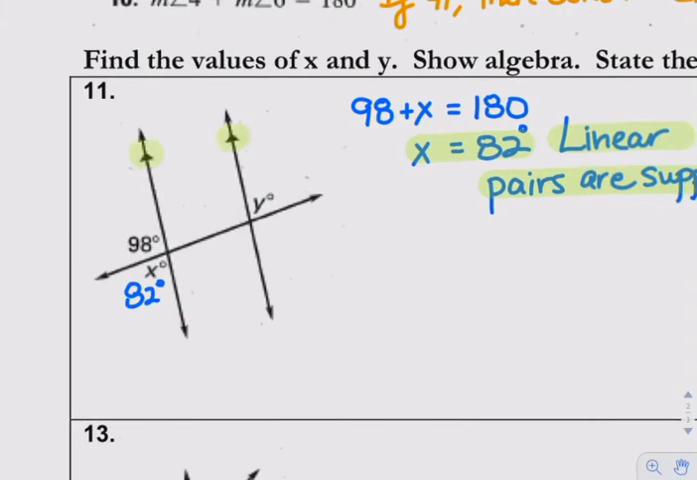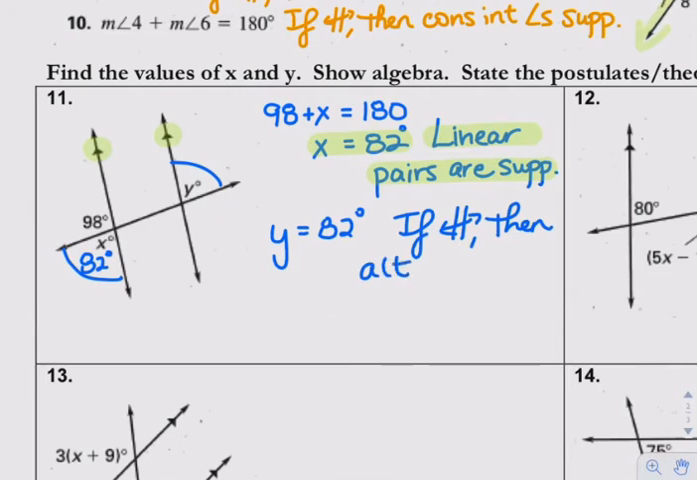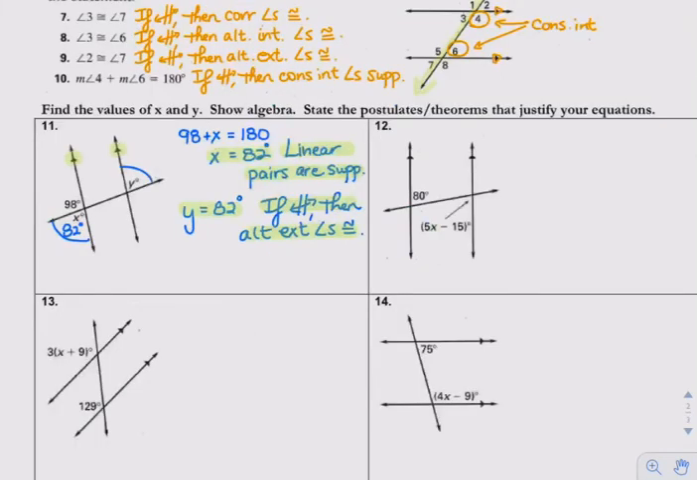You're told those lines are parallel. You want to make sure you verify that every time you start one of these problems. And then how is 82 degrees related to y? Well, they're going to be congruent because why? Y will be 82 because what kind of angles are those? If parallel lines are cut by a transversal, then alternate exterior angles are congruent. And we've got our x and y values.